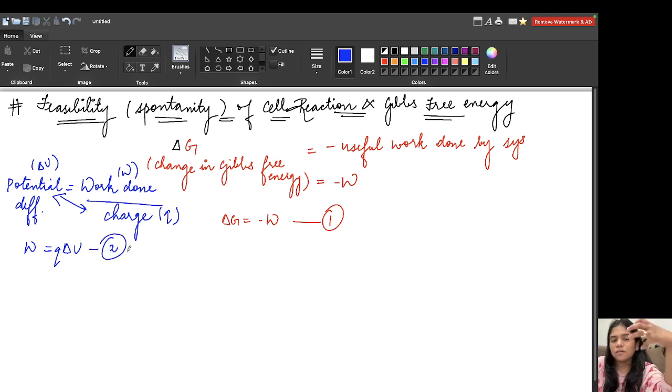This is just a derivation of how the final feasibility formula will come. So this is my second thing. The third thing which you need to calculate: supposing you have an electrochemical cell, N electrons are getting transferred from anode to cathode. Suppose N moles are getting transferred.